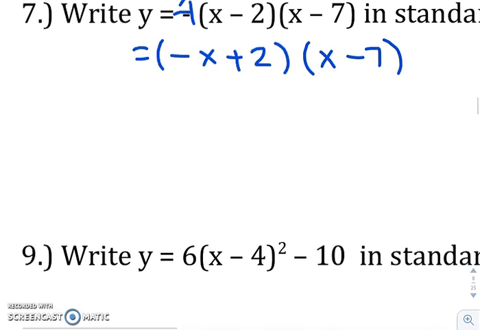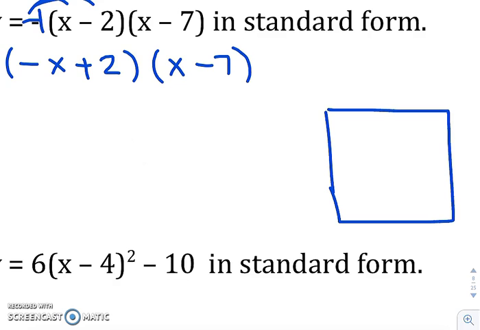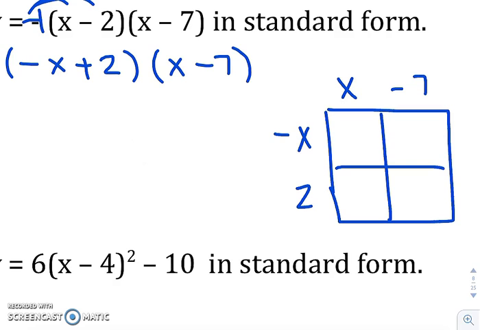So once you get to this step, this is where most of you would do your generic rectangle and say, okay, what is negative x plus 2 times x minus 7? So x times x, negative x squared, negative times a negative positive 7x, x times 2, 2x, 2 times negative 7, negative 14.